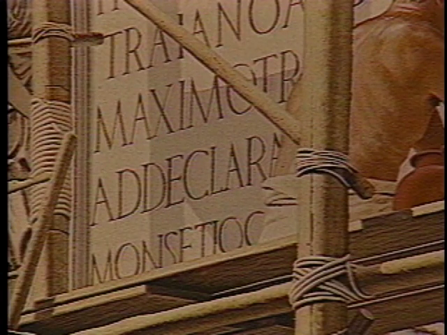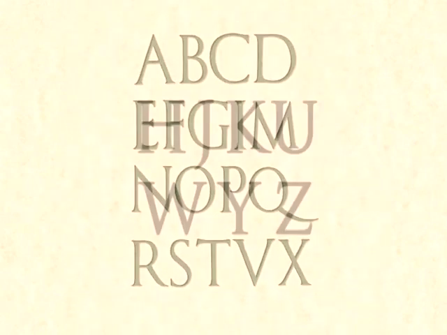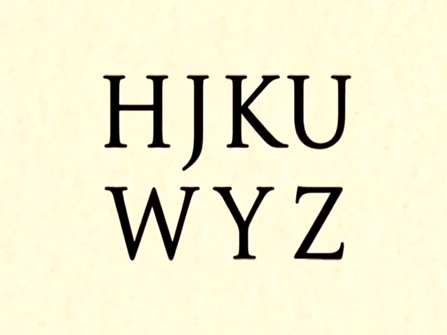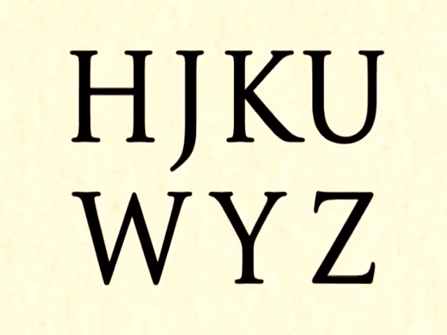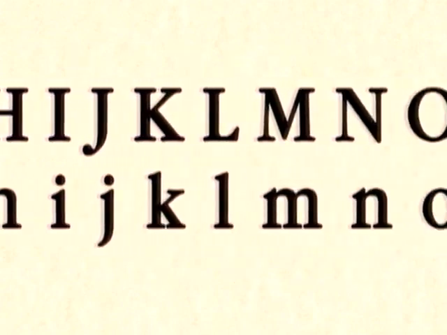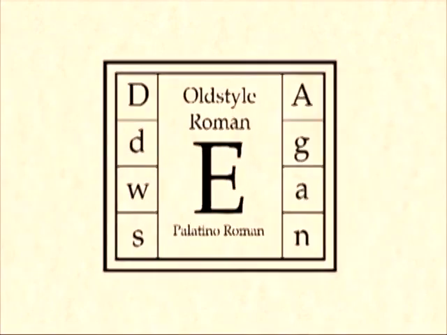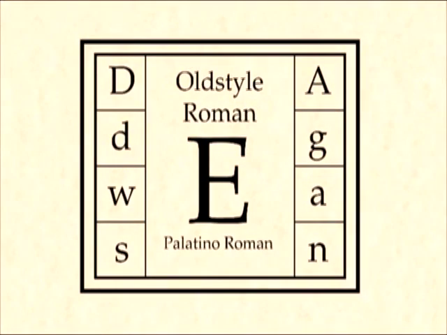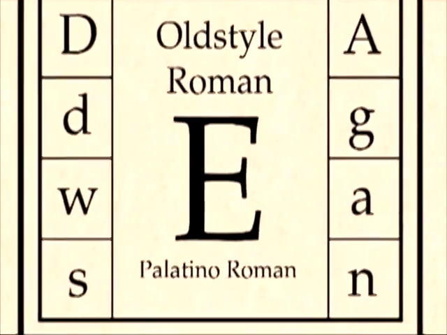the old-style Roman typeface. This is the appearance of the 19 Roman capital letters which appear in the inscriptions on the column. Centuries later, type designers added the remaining letters of the alphabet, H, J, K, U, W, Y, and Z, and developed comparable lowercase letters to create an old-style Roman typeface. Old-style type designs are patterned after the inscriptions found on Trajan's column.